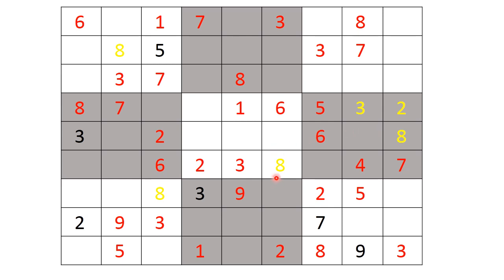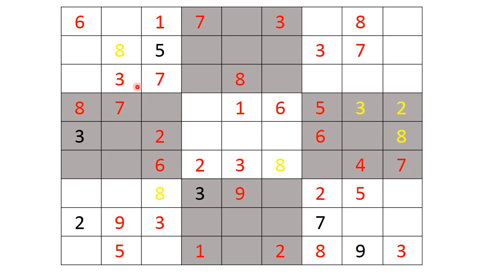If coming to this row, considering this box, 8 is present in this row, even in this. So I'm going to choose this one. Next is this row, where I can't enter it over here as 8 is already present here, and even here as 8 is here. So the only place I get is this one. So I'm going to choose this.